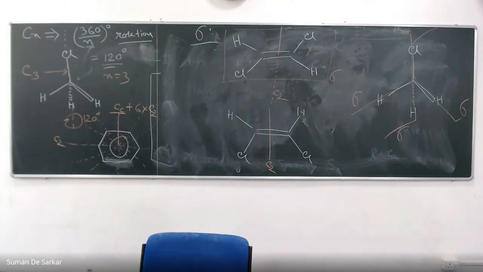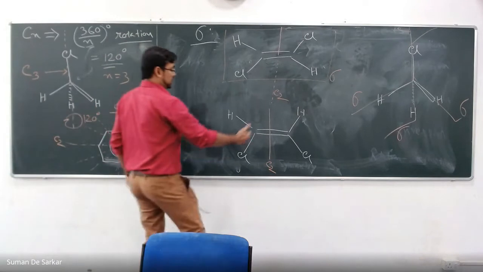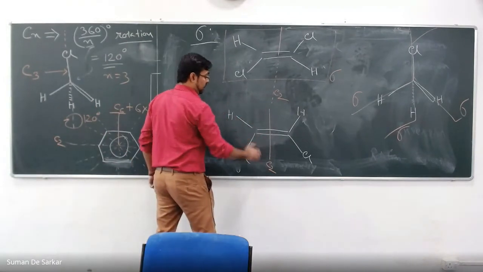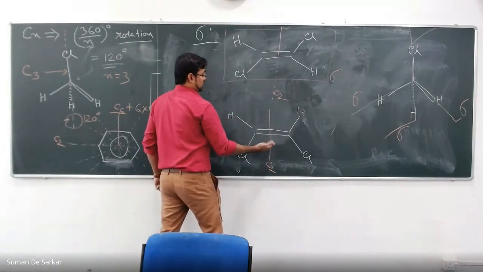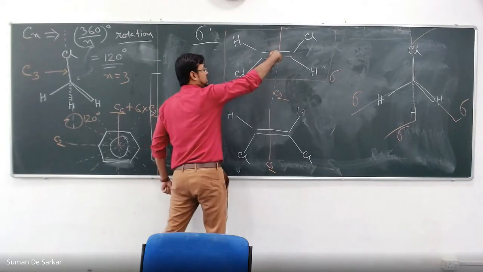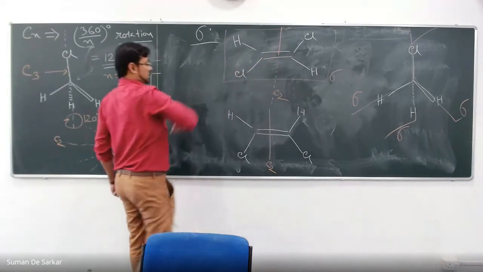So this is the difference here. In this particular case, the axis is here on the plane, and it is a C2, and in the other case, the axis is perpendicular to the plane, and this is also C2.